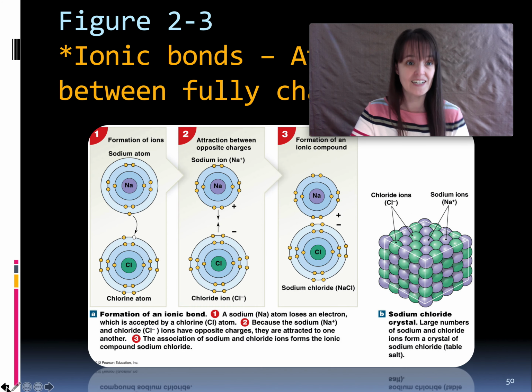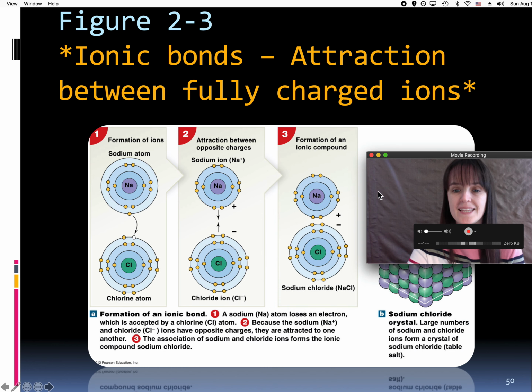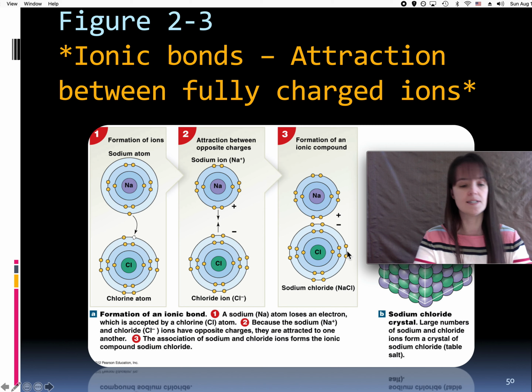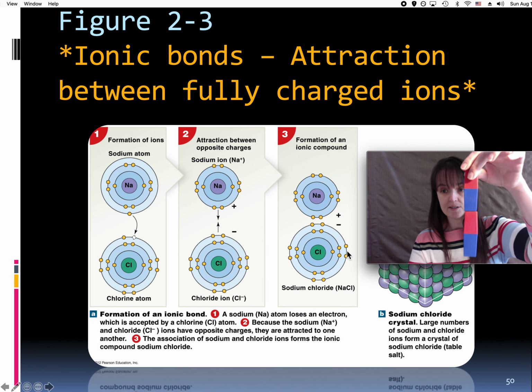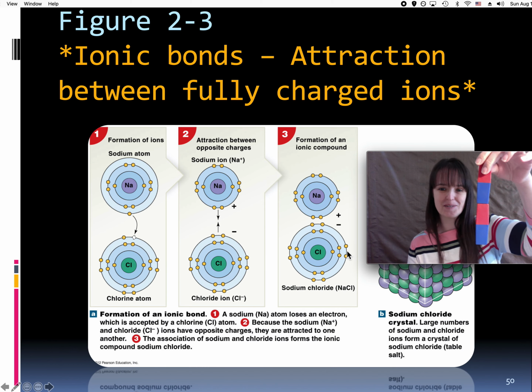Let's go back a slide. Ionic bonds are attractions between fully charged ions. So one of them has donated an electron, one has accepted an electron. The electron donor becomes a cation because it now has more protons than electrons, and the electron receiver becomes an anion because it now has more electrons than protons, giving it a negative charge. And then, sort of like magnets, you have an attraction. They're not magnets, but the opposites attract bit is the same.